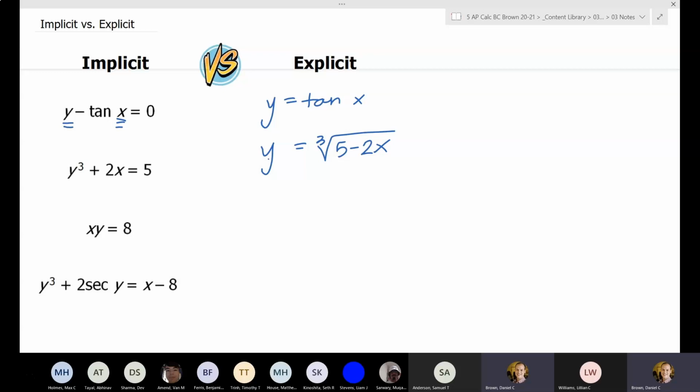x times y is equal to 8 is an example of an implicit function. An explicit function would be y equals 8 over x. Often when you're asked to find the derivative, if you have an implicit function and it's easy to solve for y, that is what you want to do, because it's easier to take the derivative when it's y equals and then x on the other side. This last example is one where you would have to take the derivative implicitly because there's no easy way to solve for y.